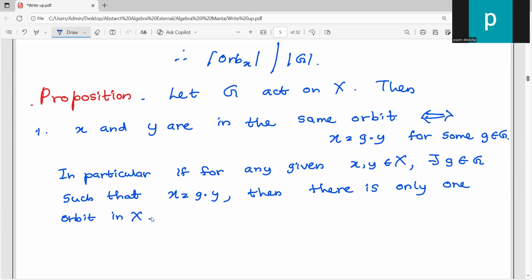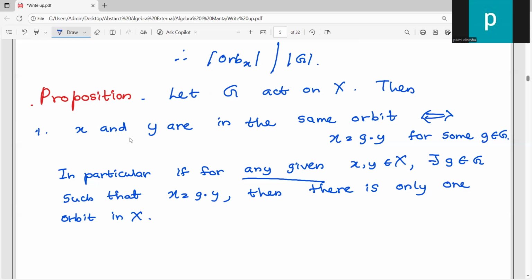Now observe, before we get to the second statement of the proposition, another comment. If you go over the first sentence over here, x and y are in the same orbit if and only if x is equal to g dot y for some g. So in the second statement, it says, in particular, if for any given x and y, there is some g such that x is equal to g dot y, then there is only one orbit in X.